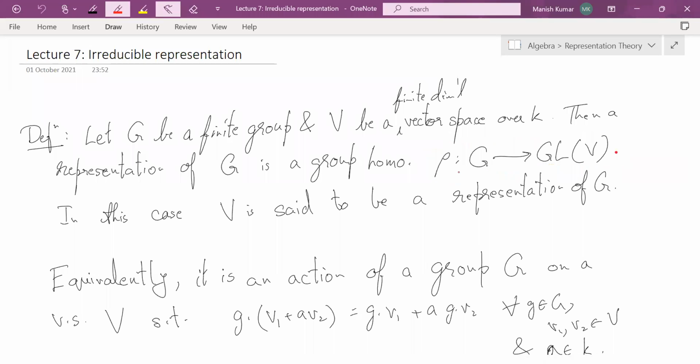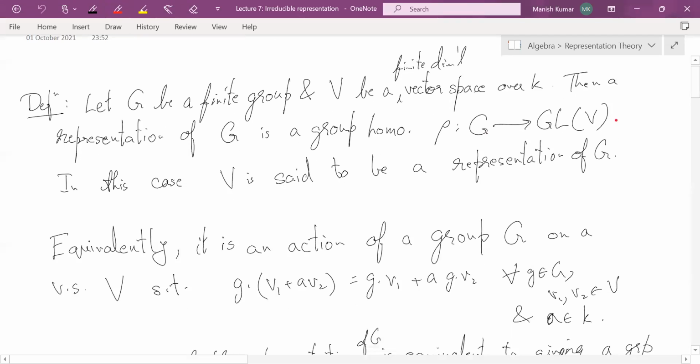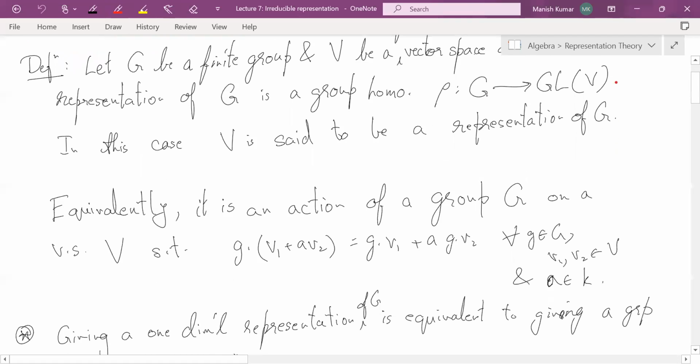In this case, this vector space V is called a representation of G. Sometimes this rho is assumed. Equivalently, you think of V, a vector space together with a G action. And the action doesn't give you some arbitrary bijection of V, but a linear map. So that is what a representation is. Another way of thinking of it is a vector space together with a G action on it.